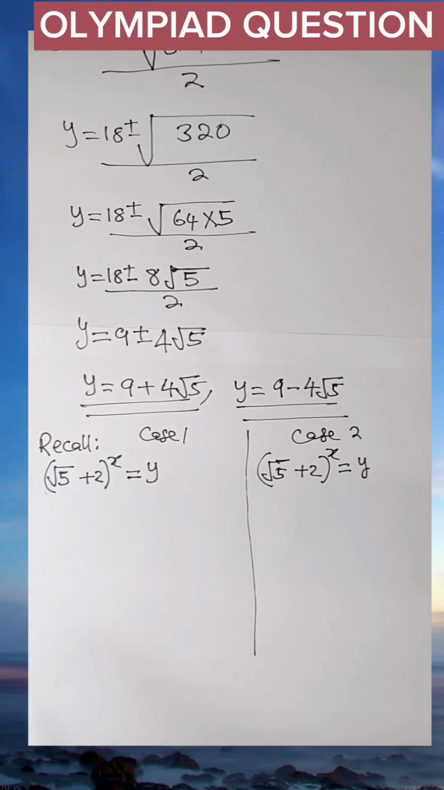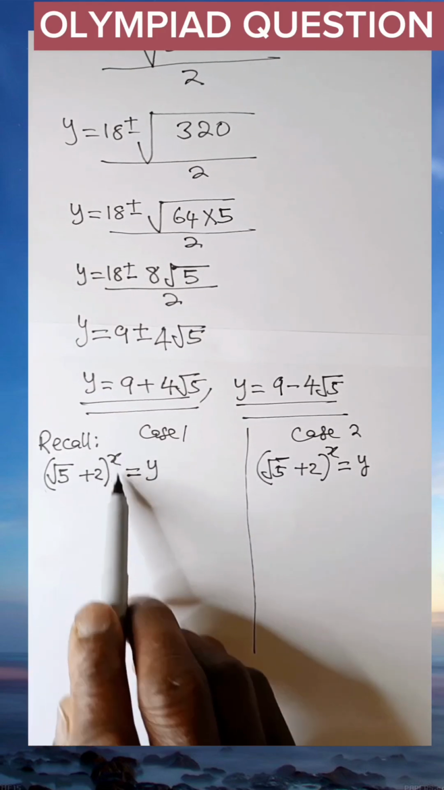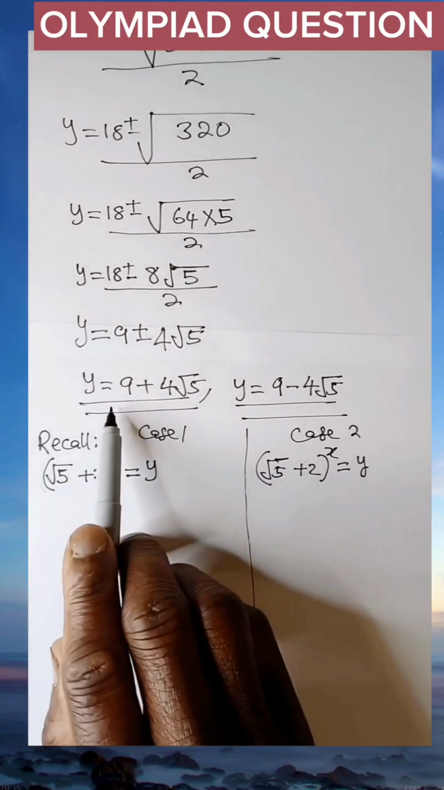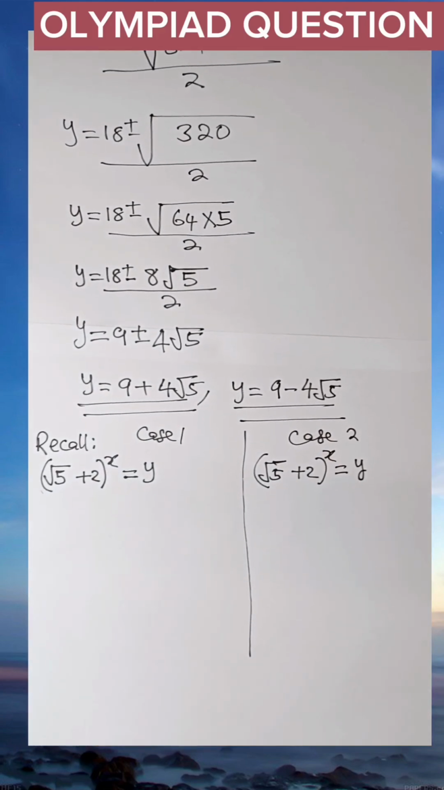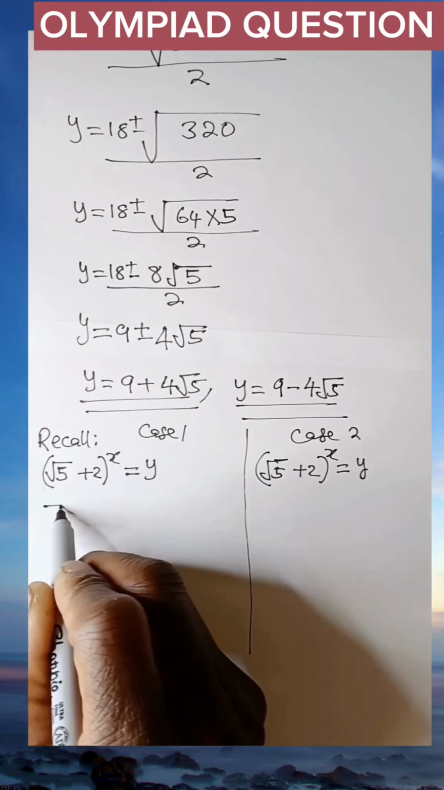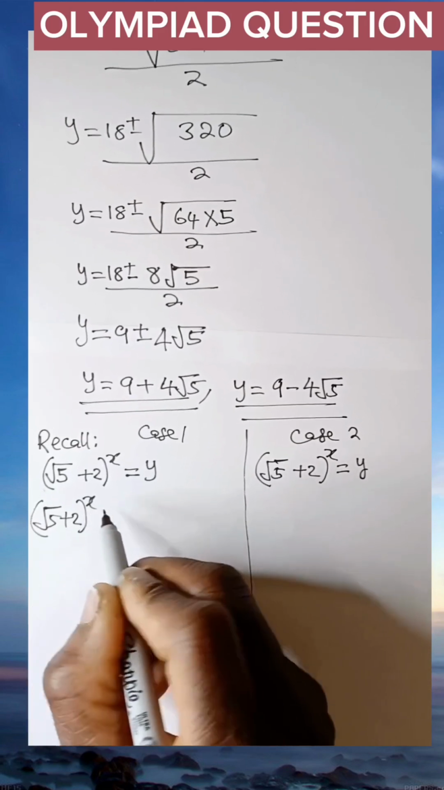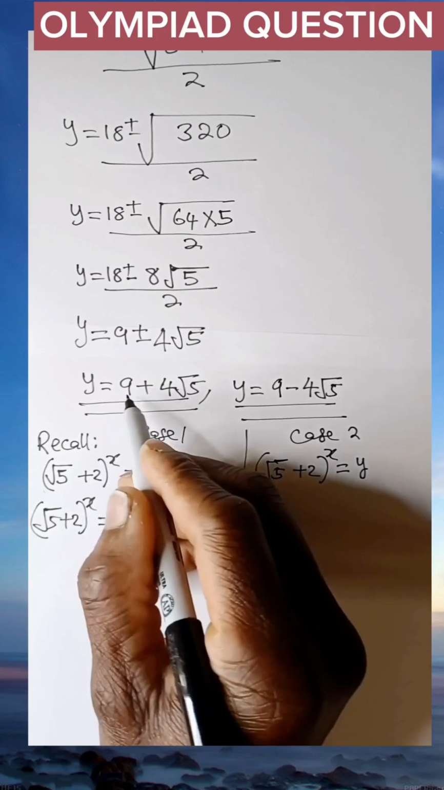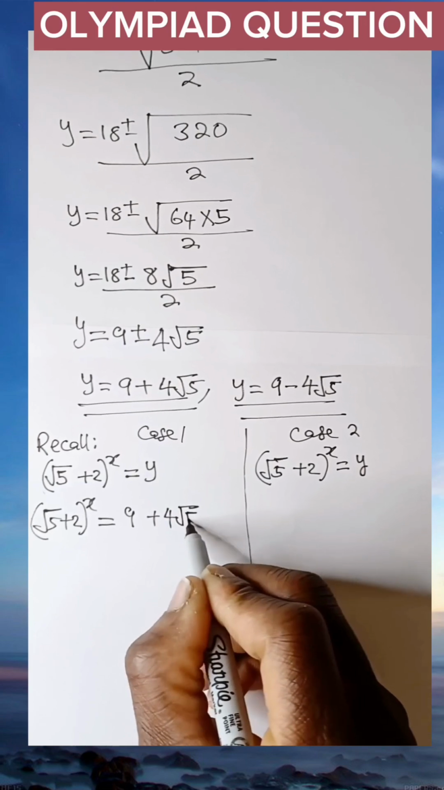Recall that we made a substitution. (√5 + 2)^x is equal to y. Since we have two values of y, we are going to have two cases. Okay, now let's consider the first case. (√5 + 2)^x is equal to y, and y is 9 plus 4 times the square root of 5.